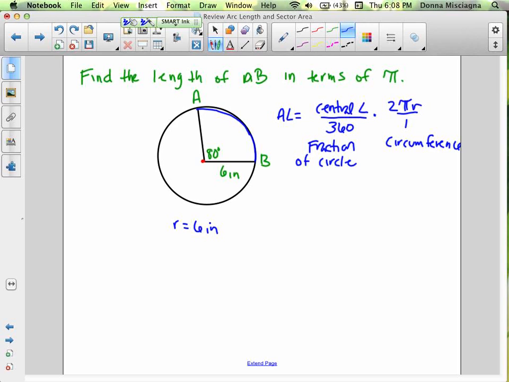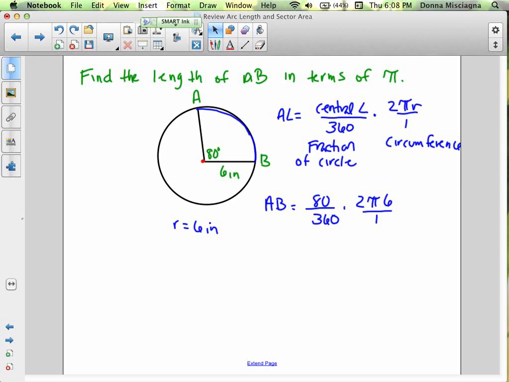All right, so let's set this one up. We have 80 divided by 360 times 2 pi times 6. And that's the length of arc AB. Right away I can cancel out the zeros. Probably should just do that.